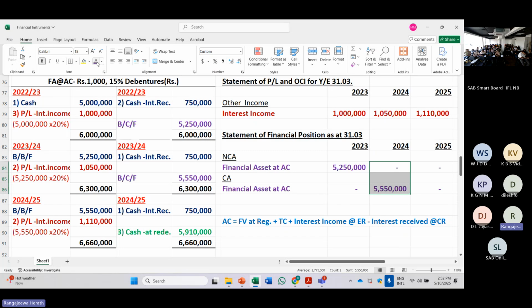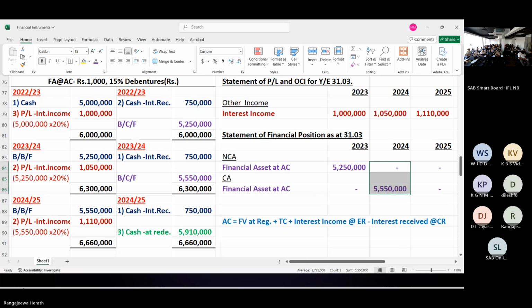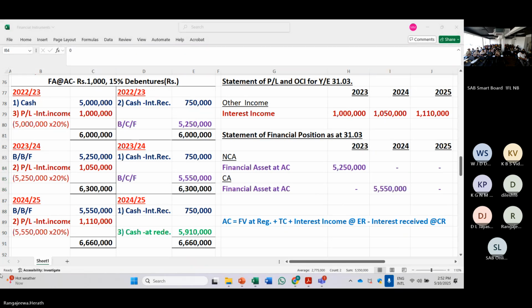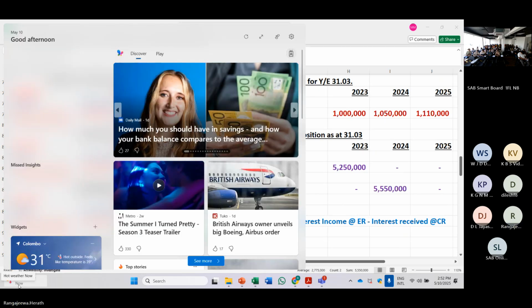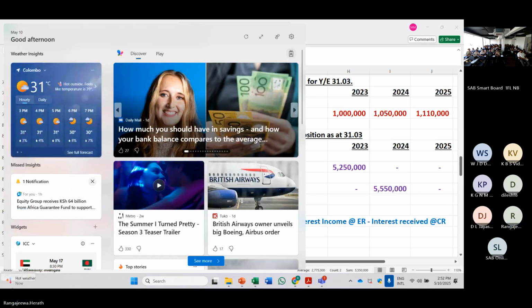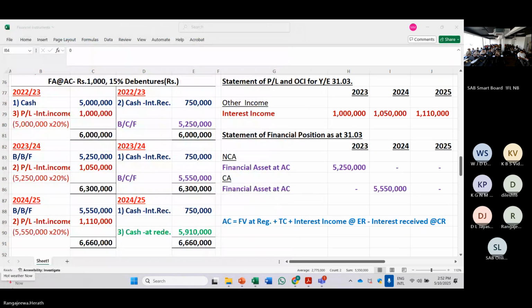By 31st March 2025, it is redeemed. So we don't have any balance, right? We don't have any balance.